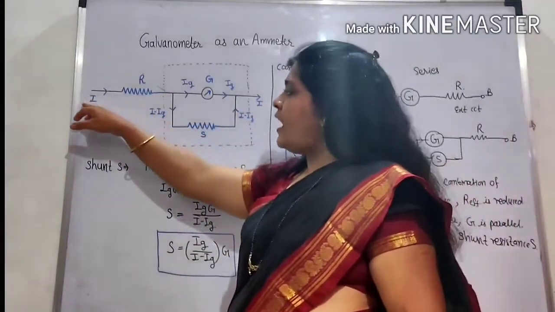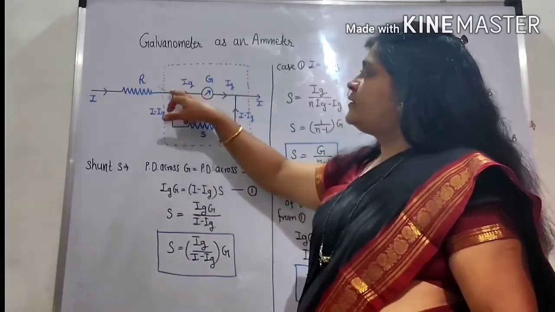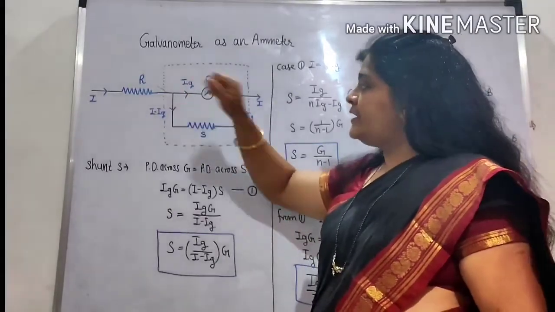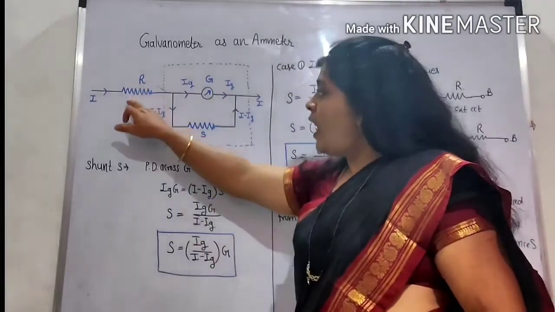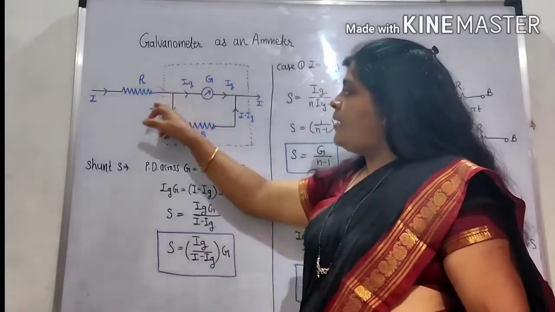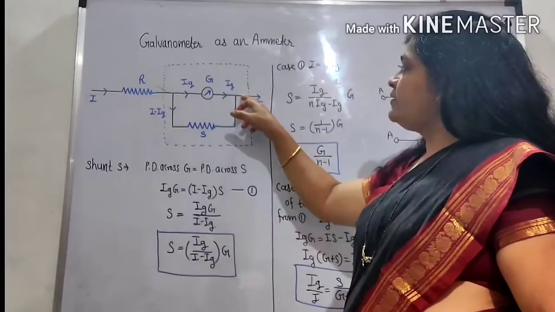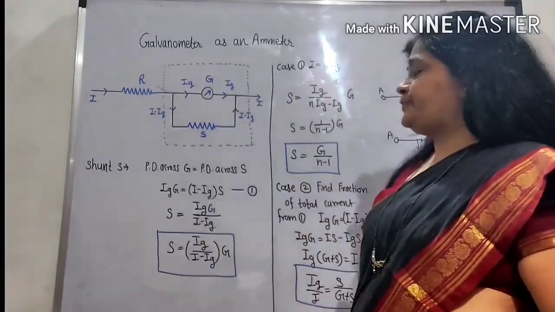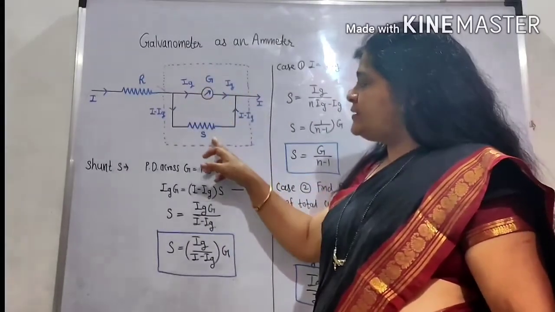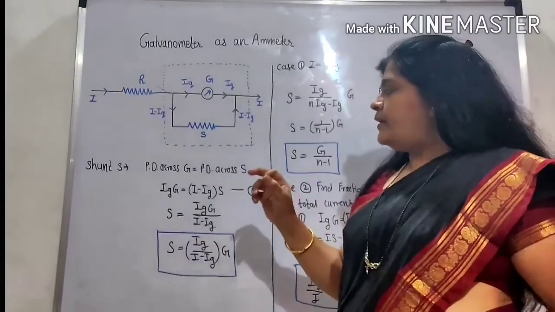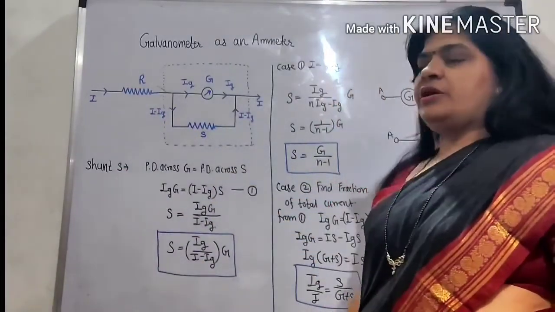Here the current I is flowing. When the current reaches this point, there are two branches. The current flowing through the galvanometer is Ig, and the remaining part of the current flowing through the shunt resistance is I minus Ig. Then again at this point the current I flows. Here G represents the resistance of the galvanometer, and S is the resistance of the shunt. Next we have to find the shunt resistance.